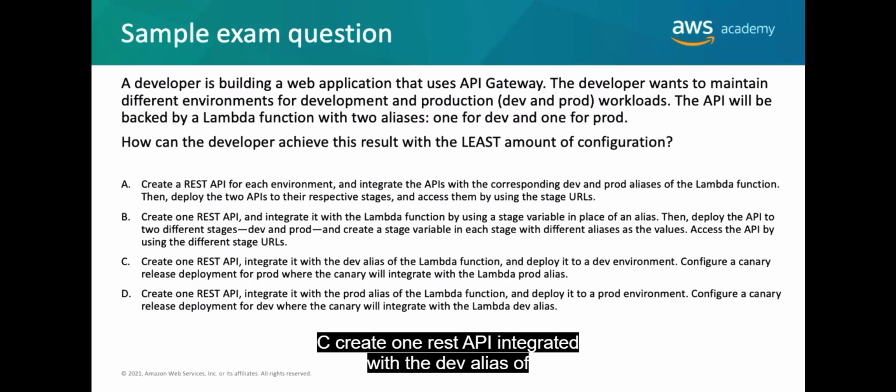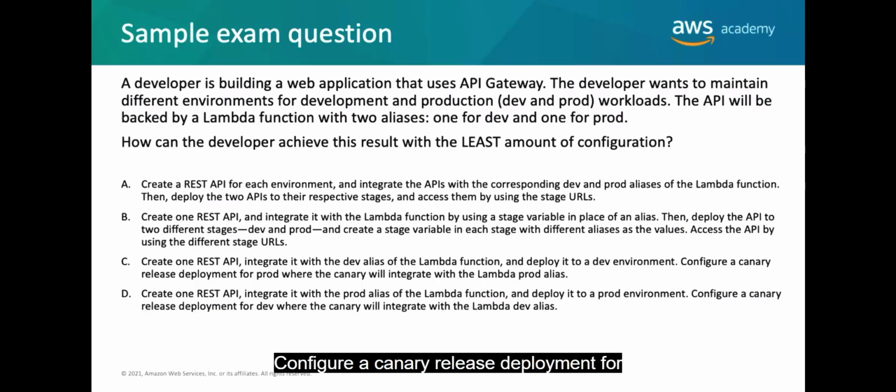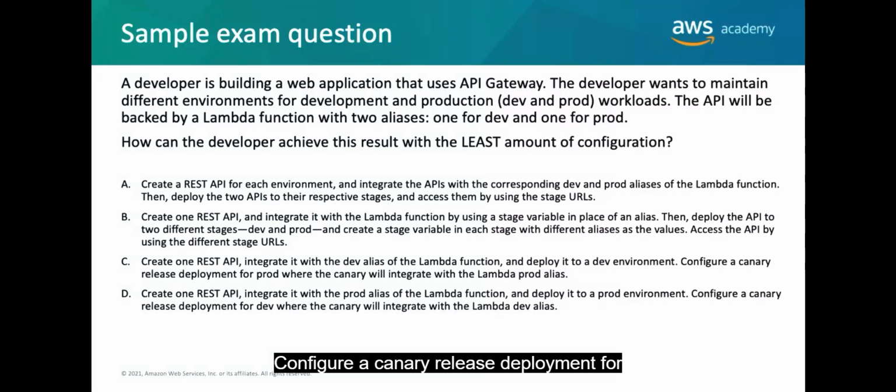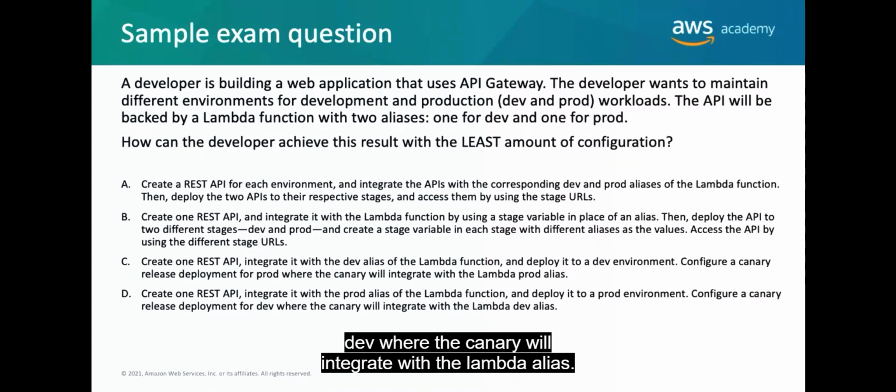C, create one REST API, integrate it with the dev alias of the Lambda function, and deploy it to a dev environment. Configure a canary release deployment for prod where the canary will integrate with the Lambda prod alias. And D, create one REST API, integrate it with the prod alias of the Lambda function, and deploy it to a prod environment. Configure a canary release deployment for dev where the canary will integrate with the Lambda dev alias.